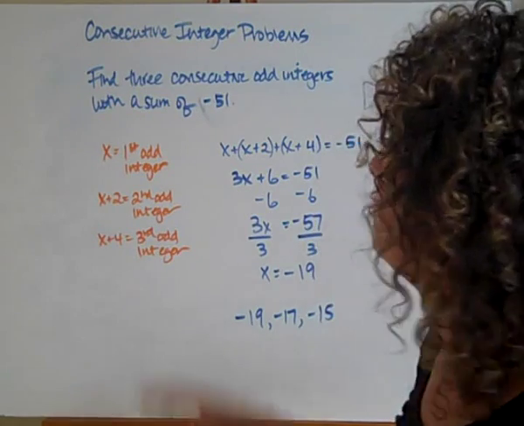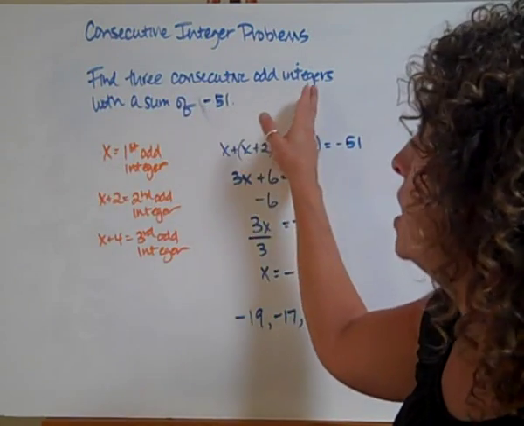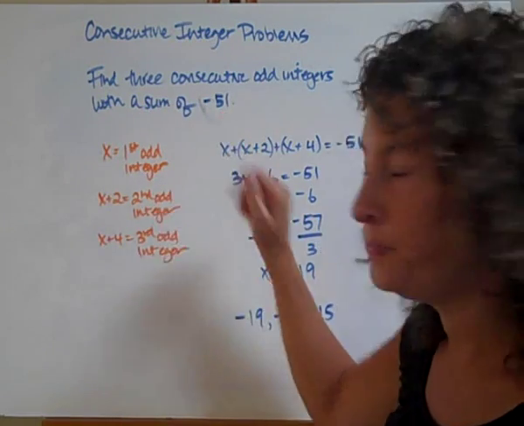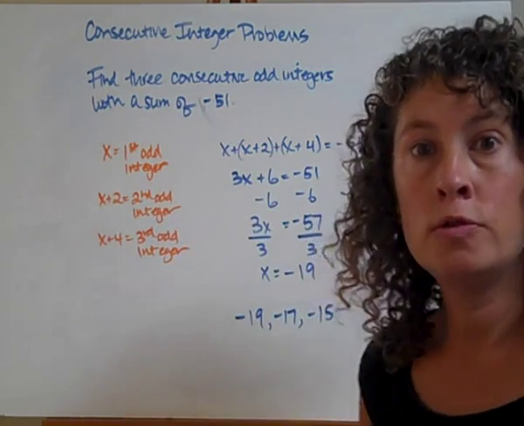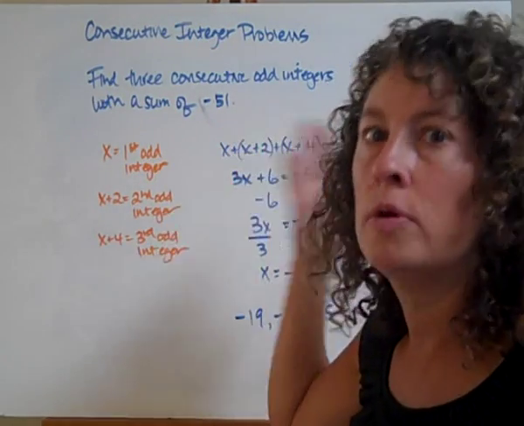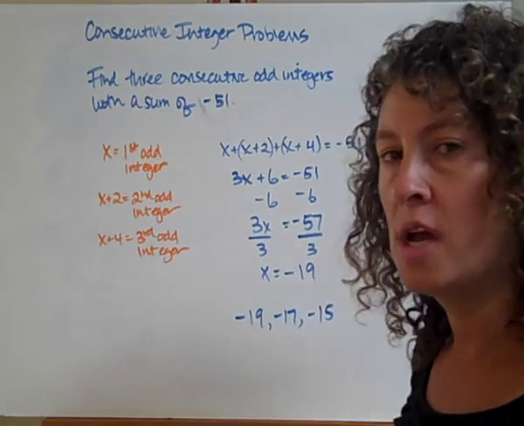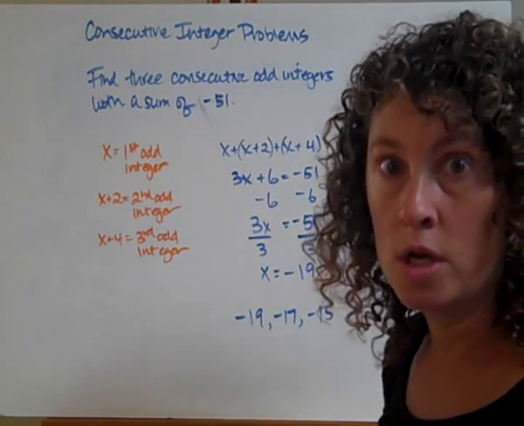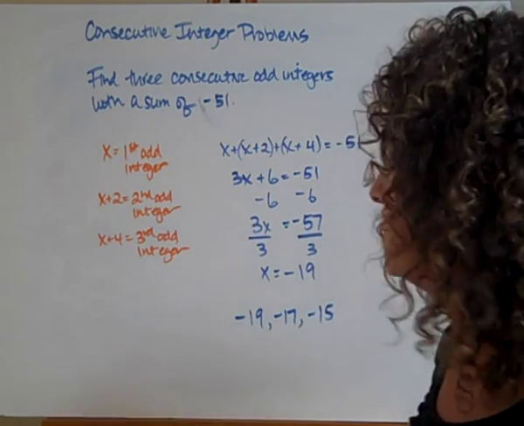So let's look at an example. Find 3 consecutive odd integers with a sum of negative 51. So the first part of working with a word problem, again, notice this doesn't say write an equation and solve, but that's what I'm asking you to do. Could you guess and check? Probably. However, we're in an algebra class, we're writing equations, so we're practicing writing equations for these.